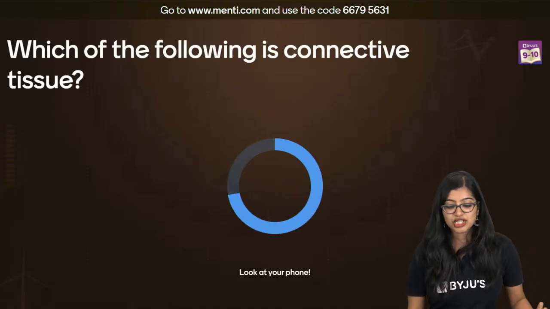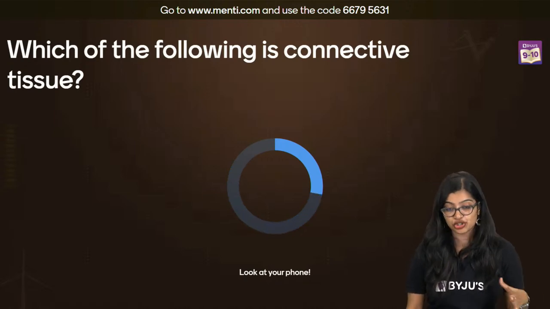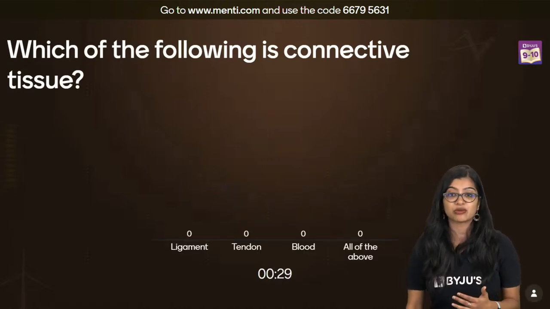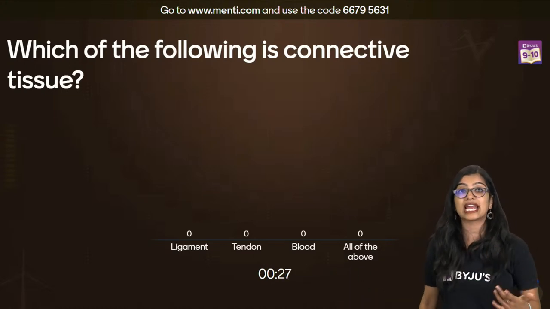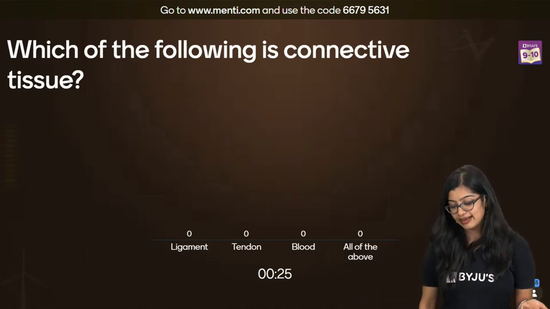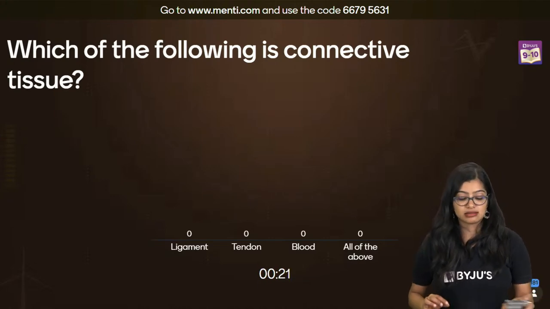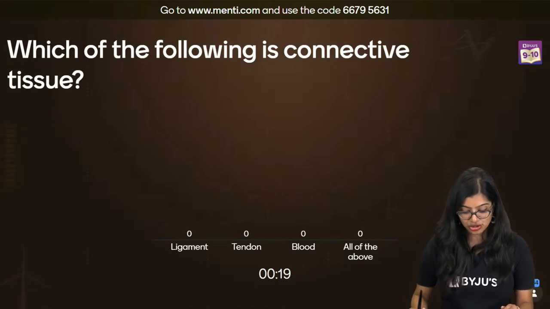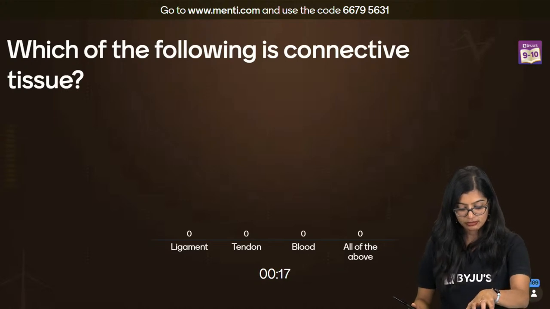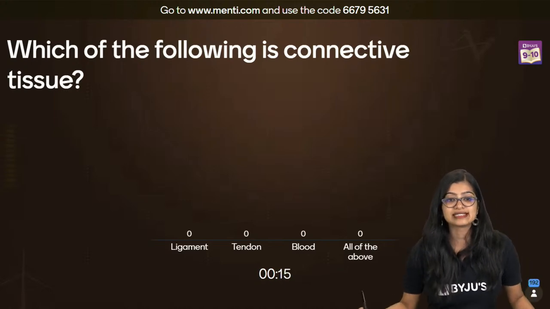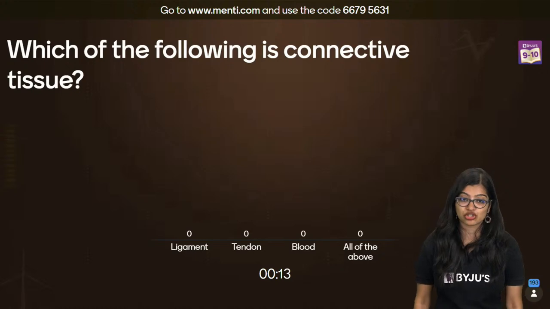Which among the following are connective tissues? You have four options from which you need to identify which among them are connective tissues. You have ligament, tendon, blood, all of the above. Guys, very easy question. Very simple, very easy question.